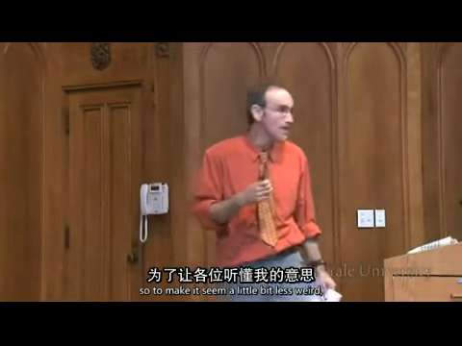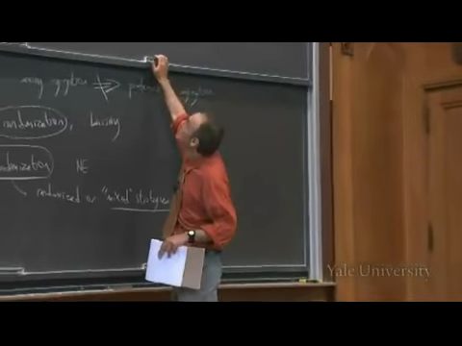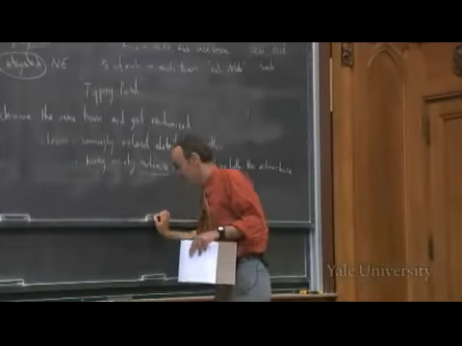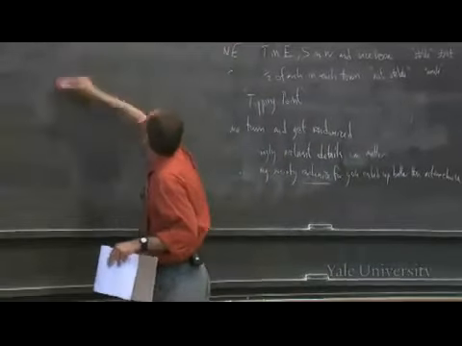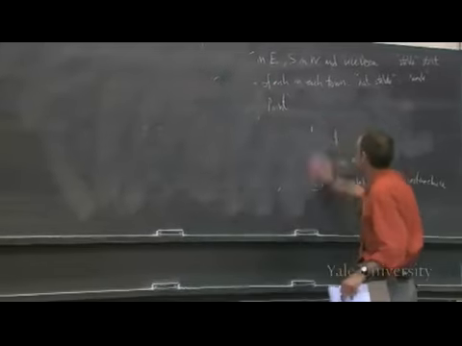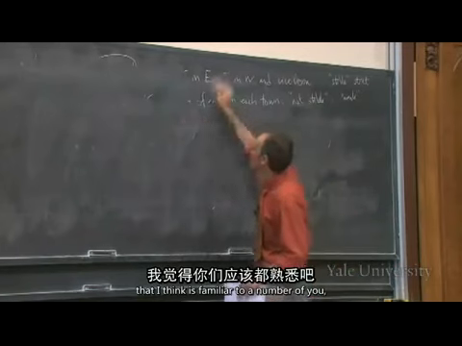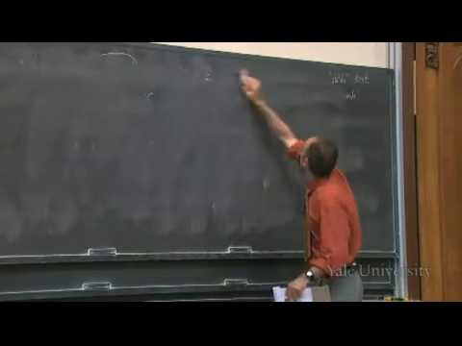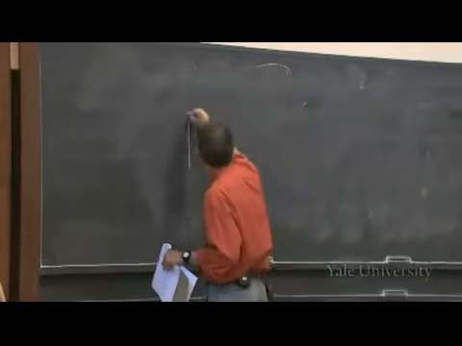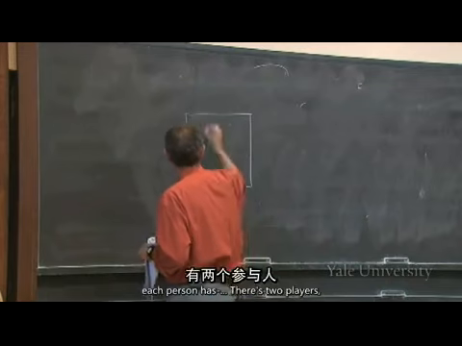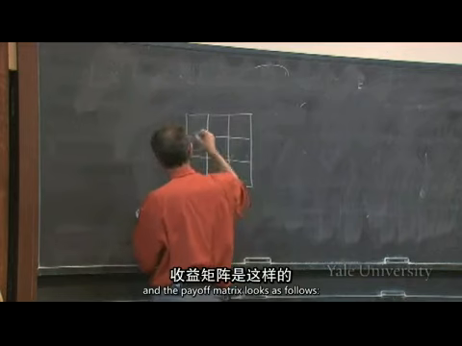So to make it seem a little bit less weird, let's move immediately to an example. Right, I'm done with this, so I can use it. So the example I want to talk about is a game that I think is familiar to a number of you. But I'll put up the payoffs and see. So the payoffs look like this. There are 2 players. Each of them has 3 strategies. And the payoff matrix looks as follows.